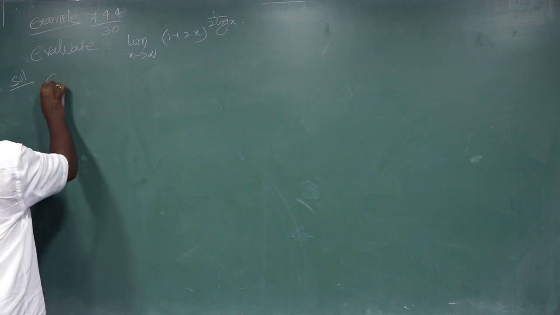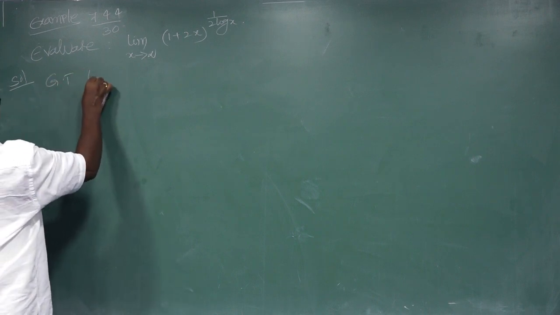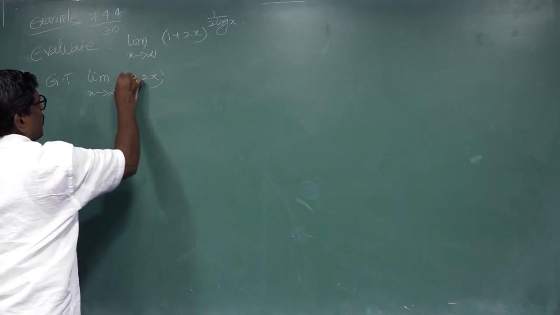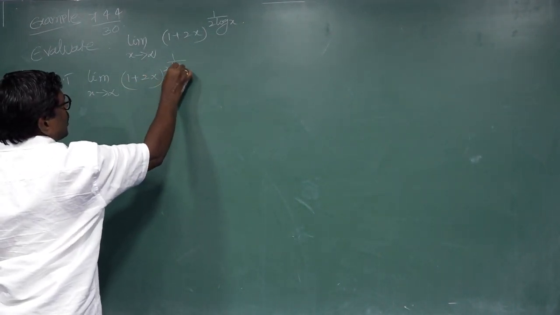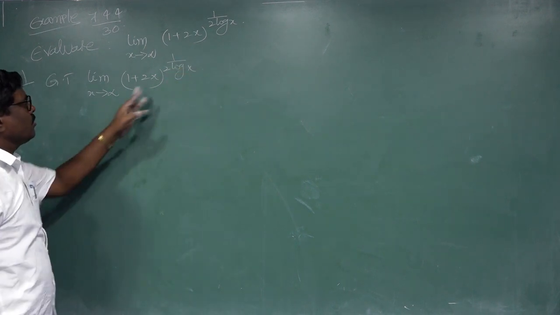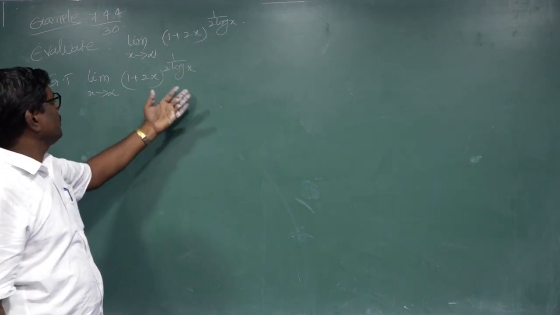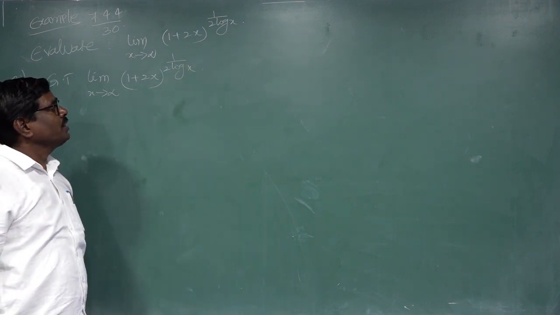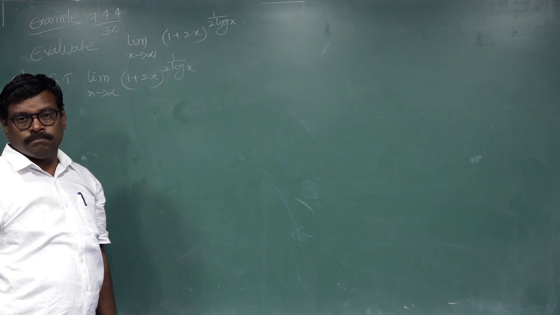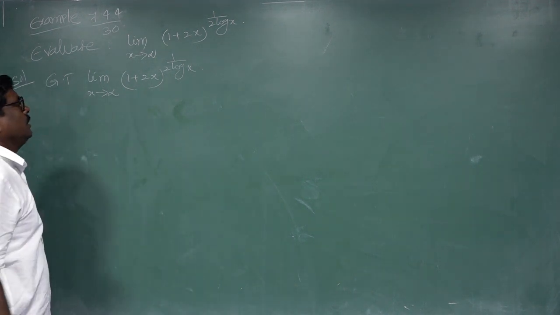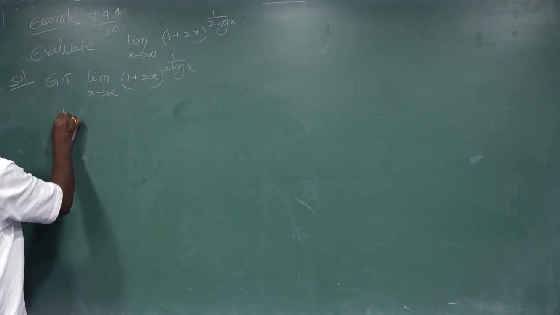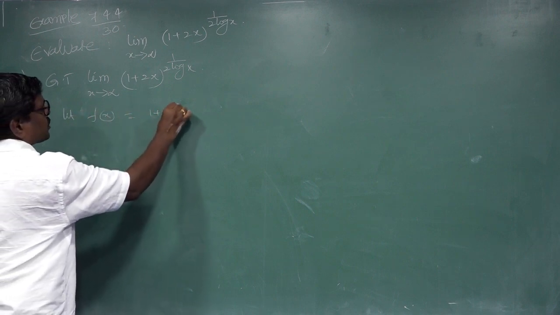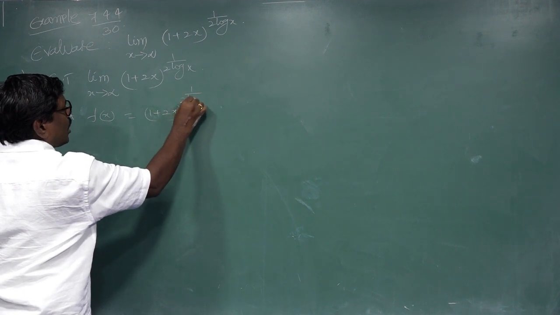Evaluate the limit as x tends to infinity of (1 plus 2x) power of 1 by 2 log of x. As x tends to infinity, 1 plus infinity power of 1 by infinity is 1 power of 0. This is not a mess. Let f of x equal (1 plus 2x) power of 1 by 2 log of x.